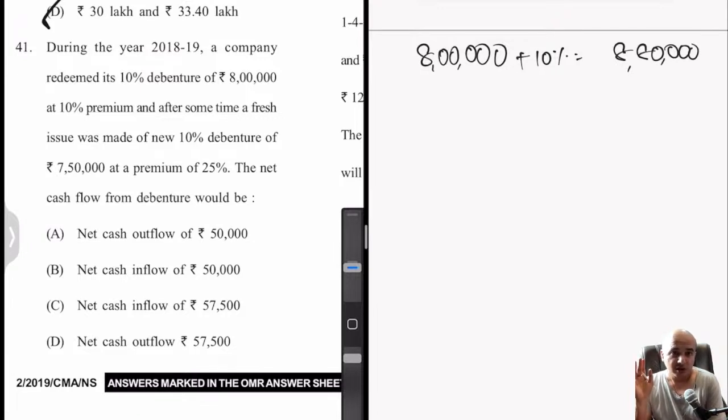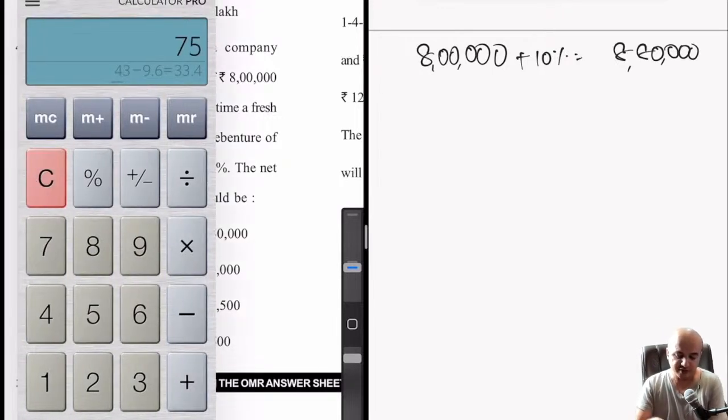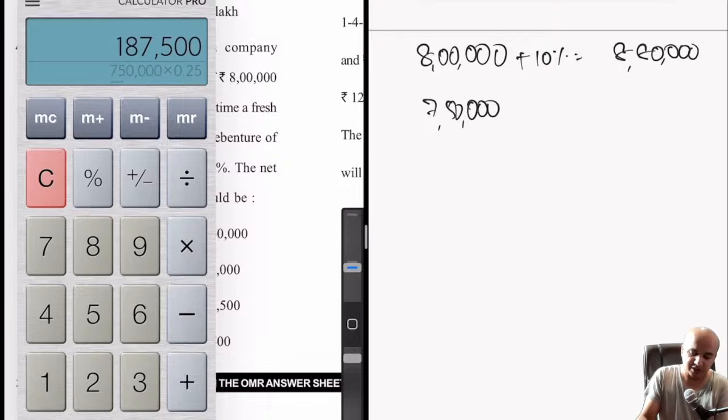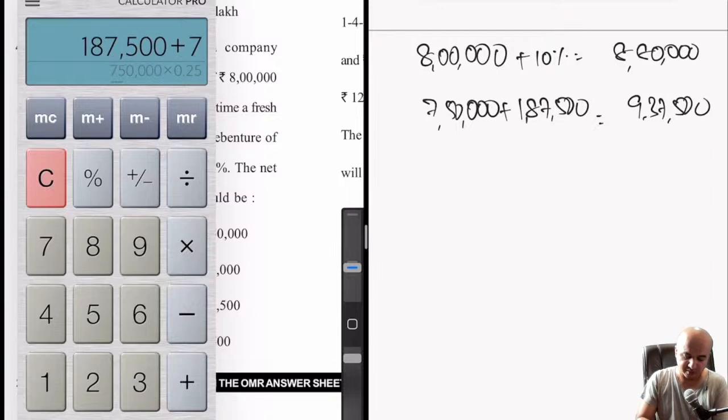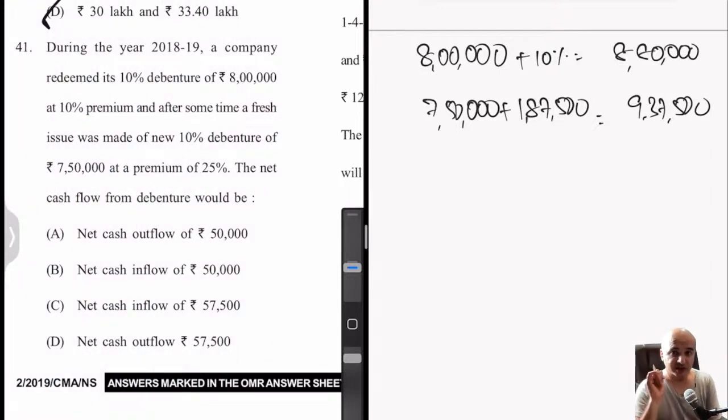Now fresh issue was also made. So what is the fresh issue? 7,50,000. But we did not receive just 7,50,000, we received some premium as well. So 25% premium. 7,50,000 into 25% is 1,87,500. So 7,50,000 plus 1,87,500 will be 9,37,500. Let me just confirm. Yeah, 9,37,500 is what we got.